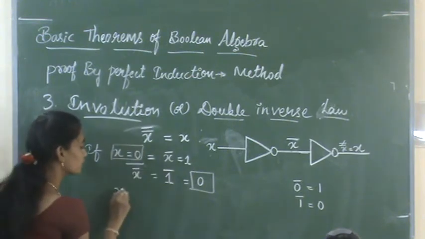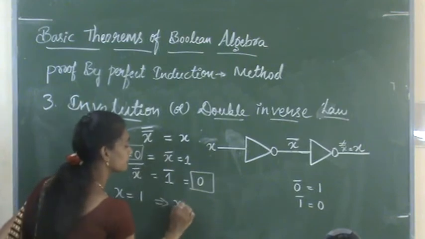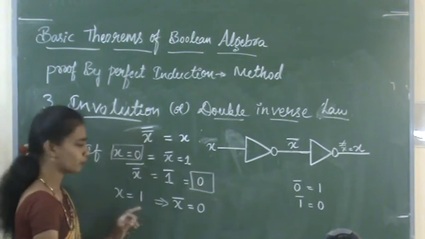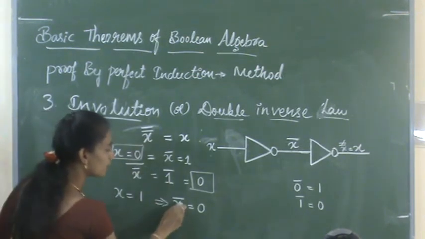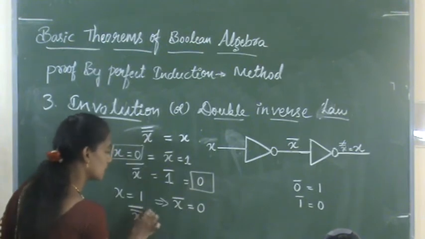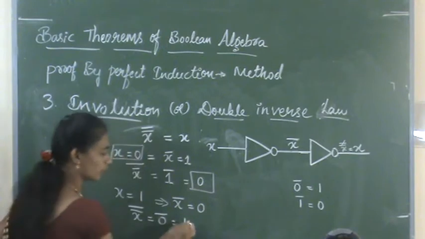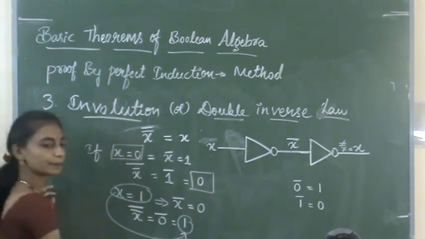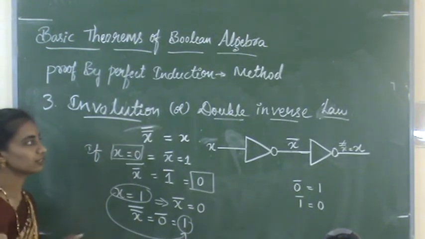If I provide the x value as 1, what is x bar? 1 bar is 0, right? X bar is 0. Bar means we are just complementing the value. If I make this a double bar, what is x bar? 0. What is 0 bar? 1. So what is the value we provided? That is the same. So this is the involution law, the double inverse law.